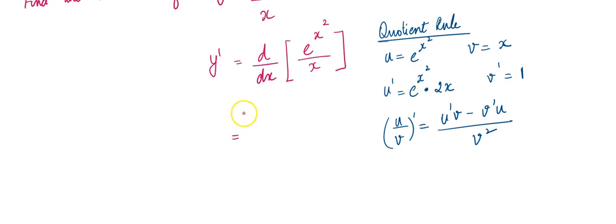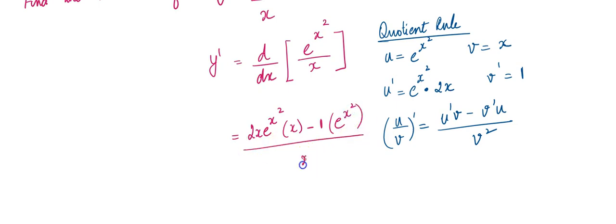So let's come over here and apply what we have. So this is 2x e power x squared. So u prime v minus v prime, which is 1, times u, e power x squared, all over v squared, which is x squared. Okay.